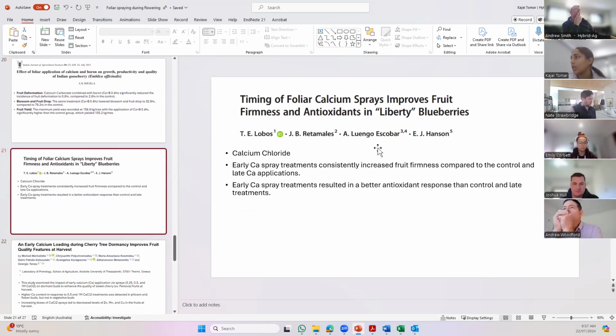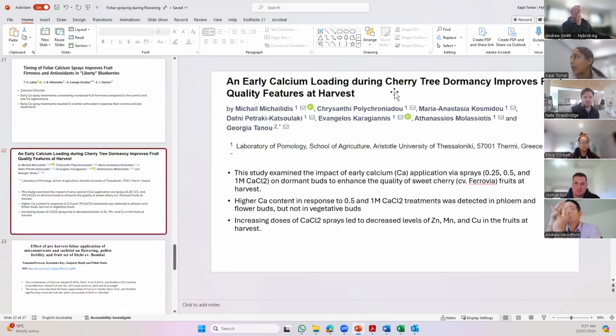There's one study in blueberries. It talks about cal chloride. I know it's not the go-to recommendation for calcium, but it's good to know there are studies on cal chloride as well. It increased fruit firmness and gave a better antioxidant response. Not saying that there might not be other, better studies in blueberries other than cal chloride, I guess. This one is done on cherry trees, early calcium load. Again, this is done with cal chloride on dormant buds, looking at the quality of sweet cherry fruits at harvest.